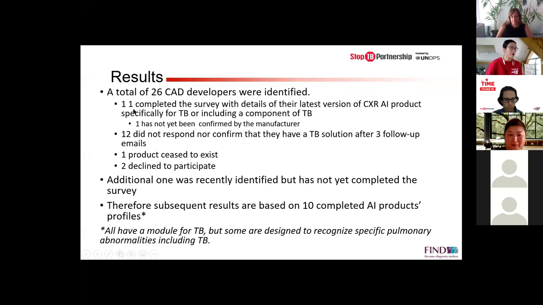However, among them, only 11 completed the survey and gave a final approval. 12 did not respond or did not confirm they have a solution for TB. 1 product ceased to exist, and 2 responded but declined to participate. There are actually 2 that we are currently engaging to be added to the network. So the following detailed results will be based on the 10 AI products that have completed the product profile.